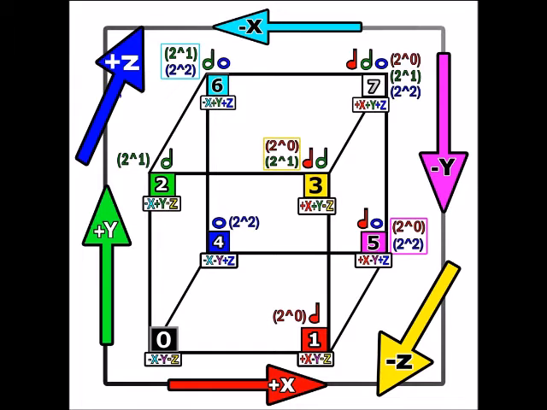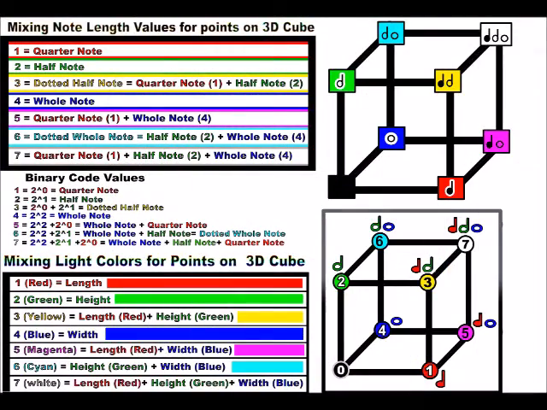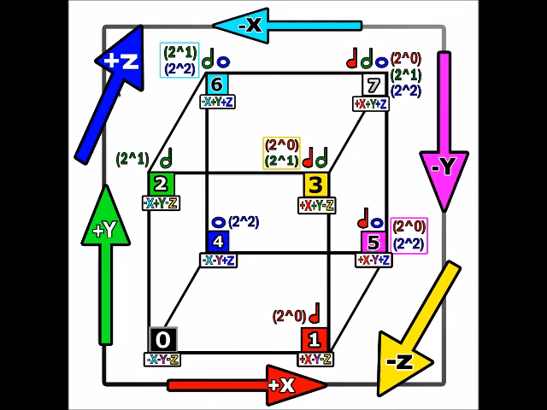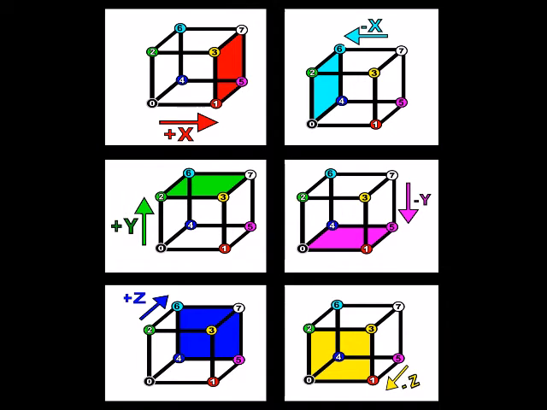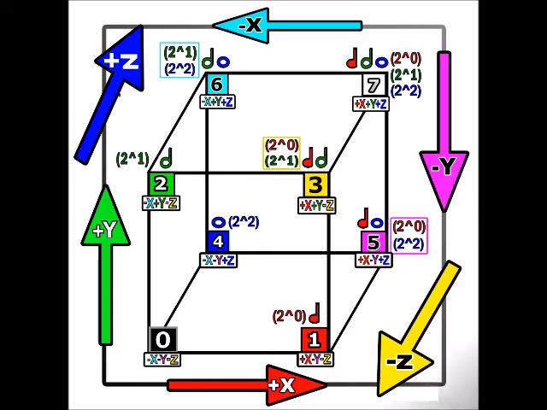So a quarter note plus a half note would be 3, or the dotted half note, as seen here, red plus green, which equals yellow, which is plus x plus y minus z, or 2 to the 0th power plus 2 to the 1st power, 1 plus 2 equals 3. The quarter note plus the whole note, plus x plus z minus y, is negative green, or the magenta, which would be the opposite of y, the opposite of the half note, which would be this, 1 plus 4 is 5, plus x minus y plus z.